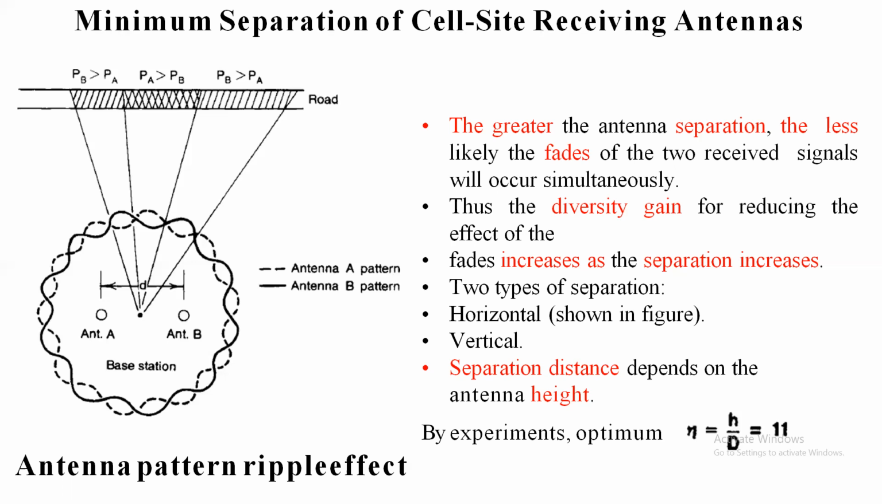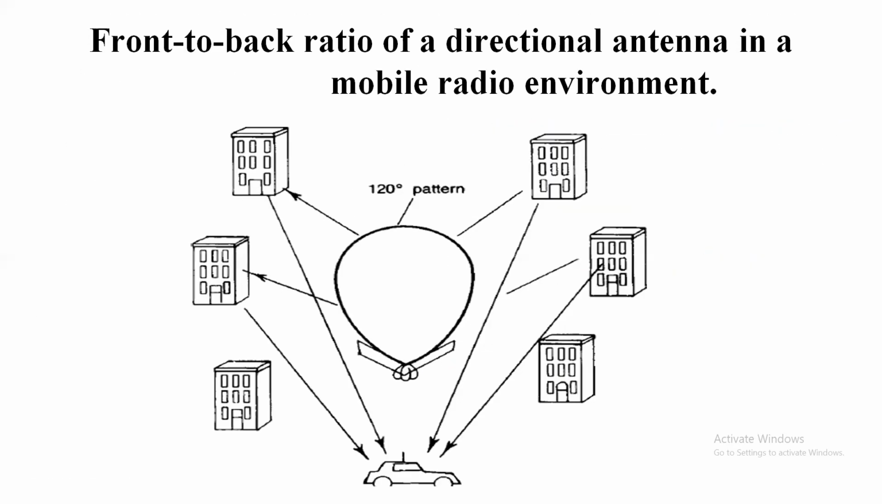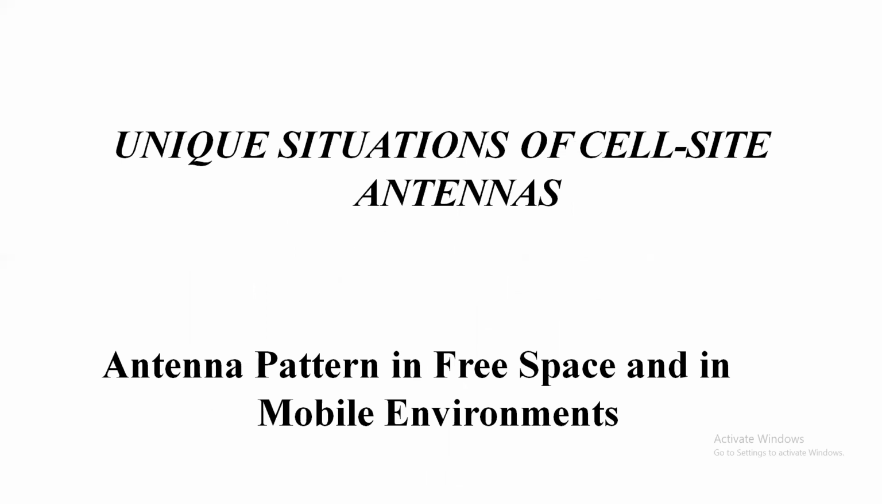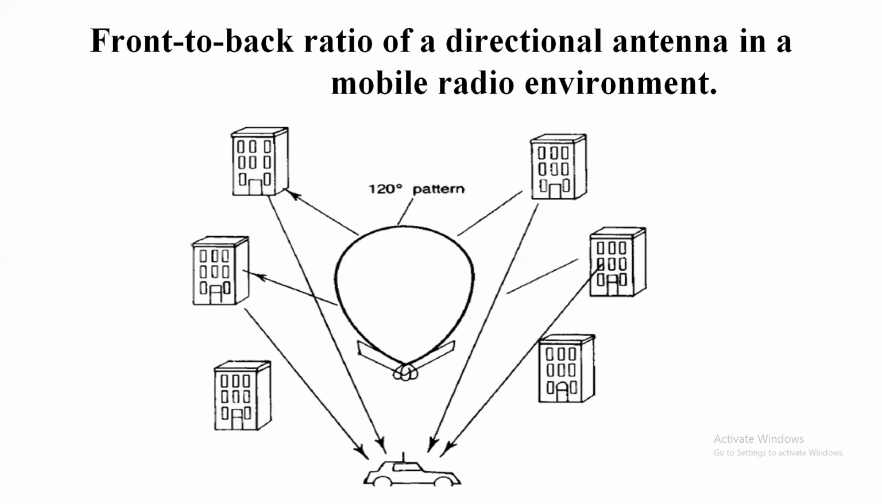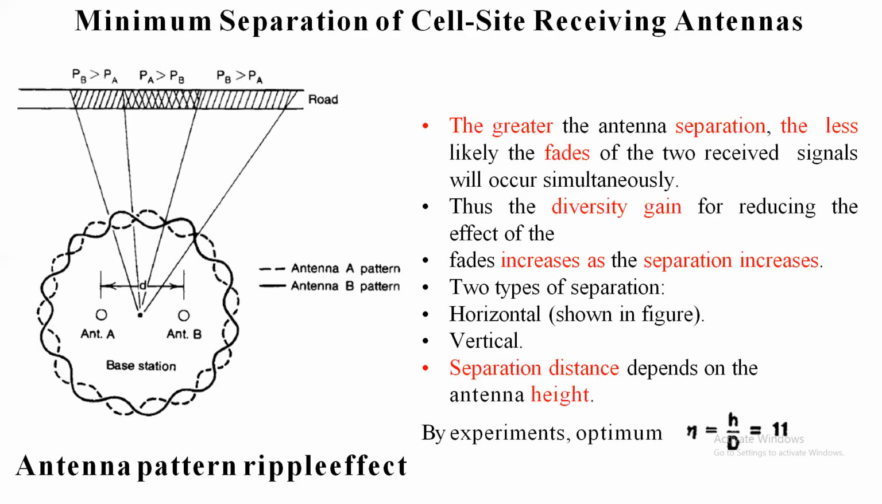These have to be followed at the cell site antennas, apart from maintaining minimum separation between the cell site receiving antennas. Before going to the mobile antennas, the other unique situations of cell site antennas are, apart from minimum separation, also the regular checkup of the cell site antennas.